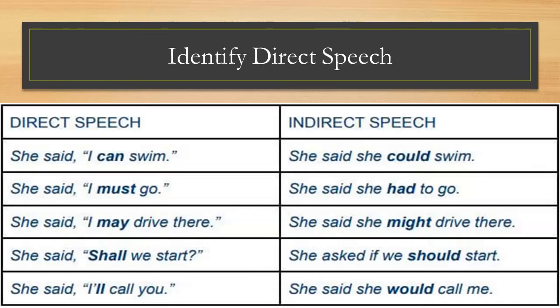This is direct speech. And what is indirect speech? You tell this information in your own words. She said that she could swim. So this is your information in your words. This is indirect speech. She said, "I must go." Direct speech. She said she had to go. Indirect speech. She said, "I may drive there." The exact words of the speaker.